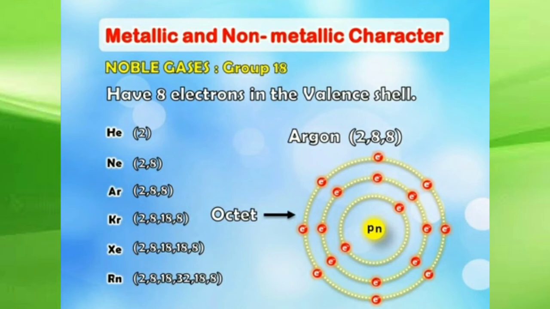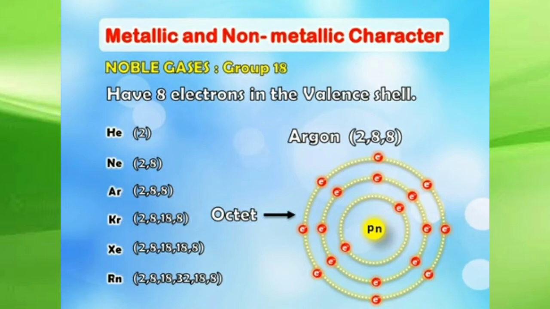Children, now first look at these noble gases. They are present in group 18. So they have 8 electrons in their valence shell, right? Let's see with one example, argon. What is the electronic configuration? It is 2, 8, 8. That means 8 electrons are present in its outermost shell. That means it has completed its octet, right?